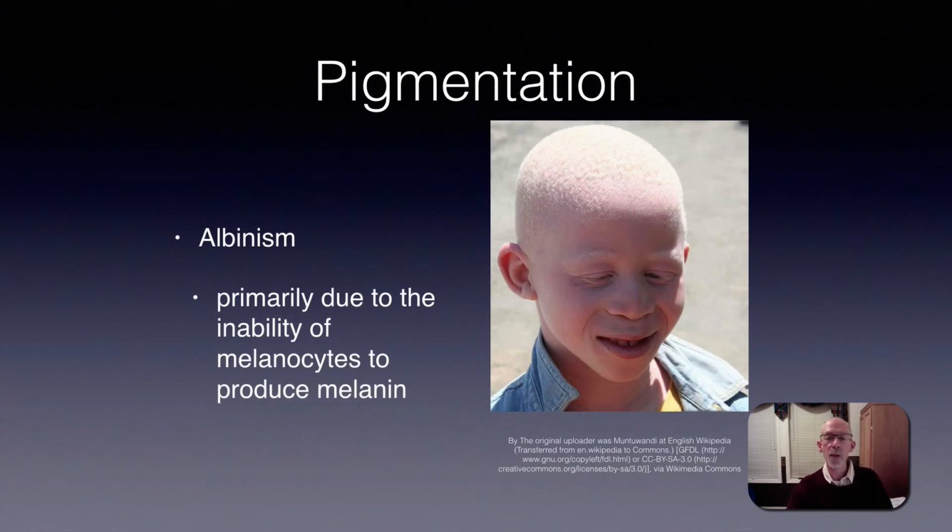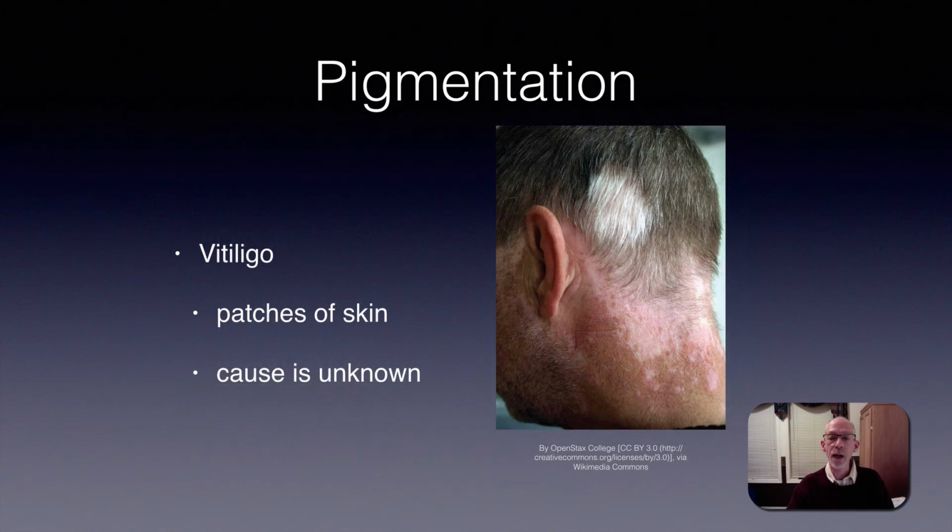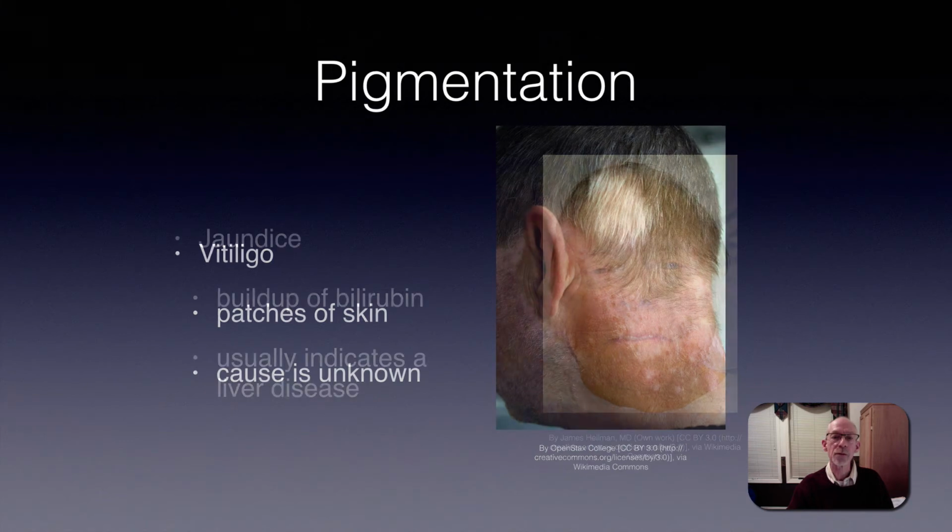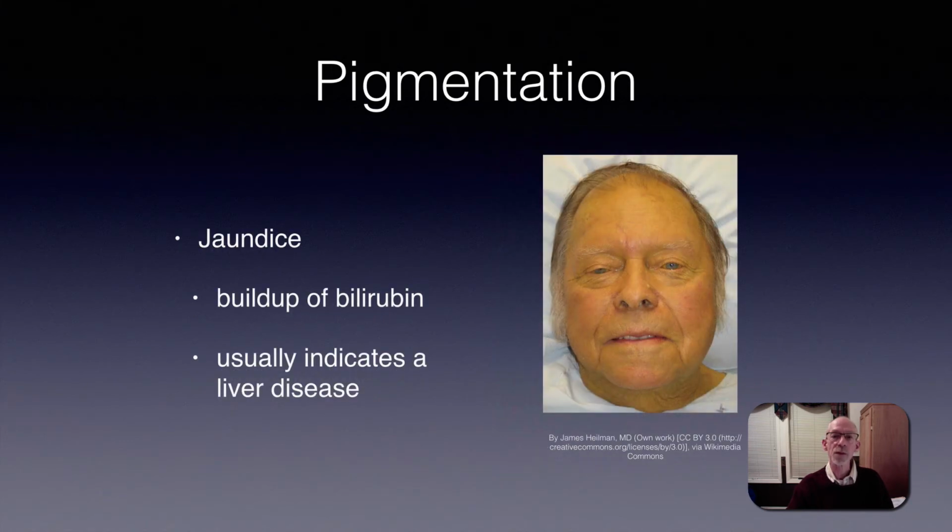Let's look at another topic of pigmentation. One abnormality of pigmentation is albinism, and this is due to the melanocytes not being able to produce melanin. Vitiligo is a situation where a person has patches of skin that are a light color, and the cause of this is not really known. Jaundice is another abnormality of the skin. You may have heard of this before.